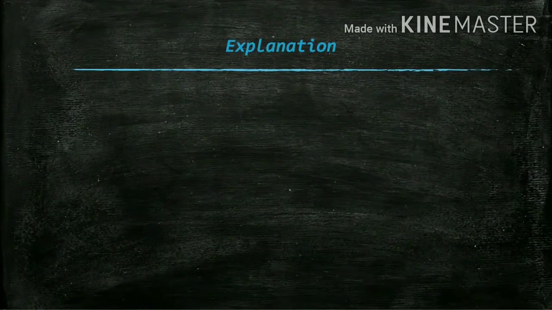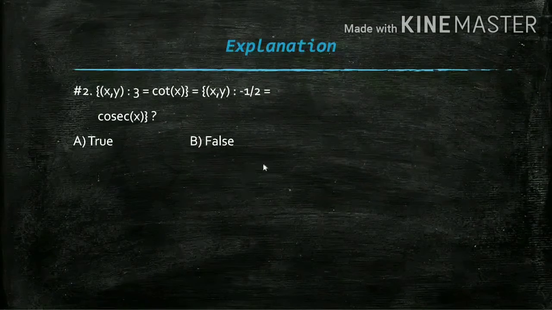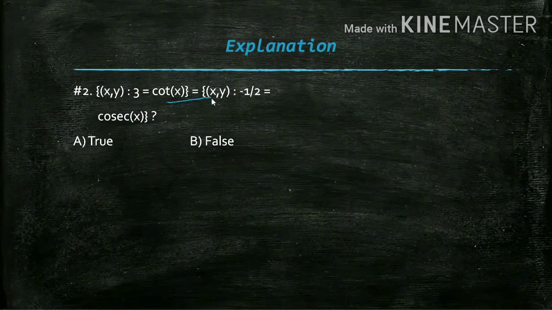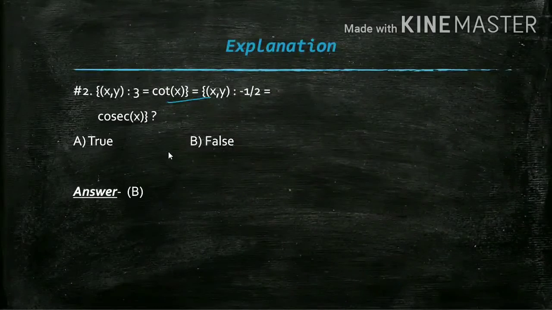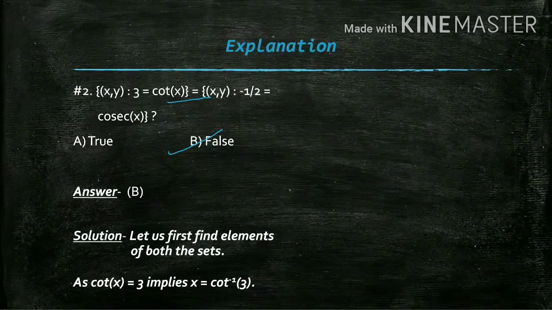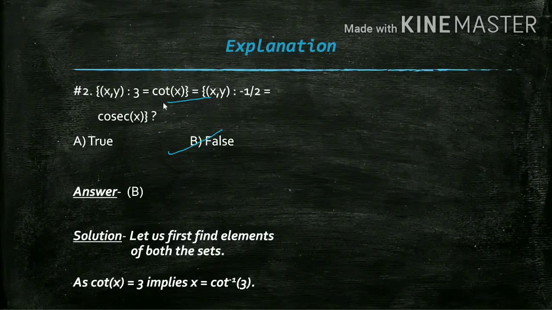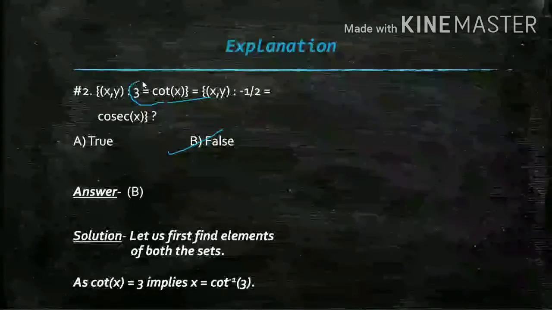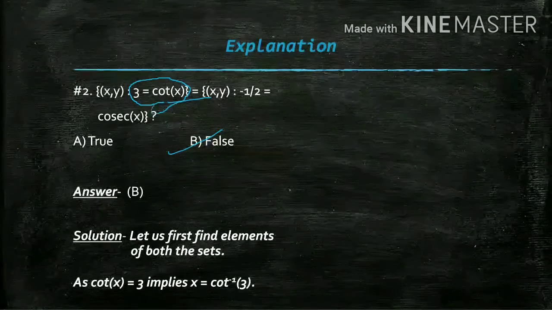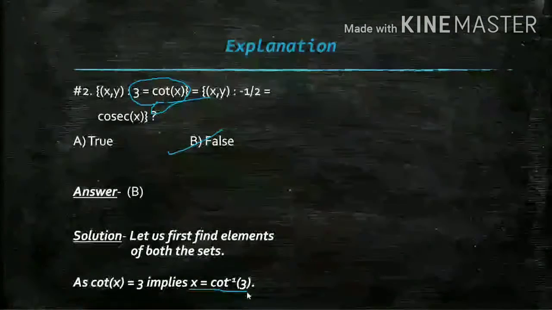Now, for the second question, it was asking you whether these two sets are equal or not, and it is basically false. These are not equal. So let me just first find the elements of both the sets to get a clear idea. Now, look at this definition, how the first set is defined. It is saying cot of x equal to 3 implies x would be cot inverse 3.